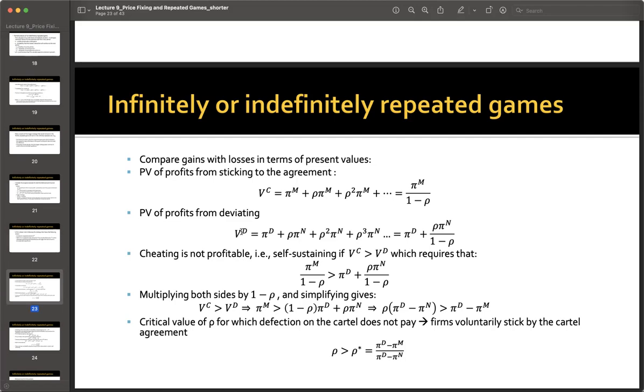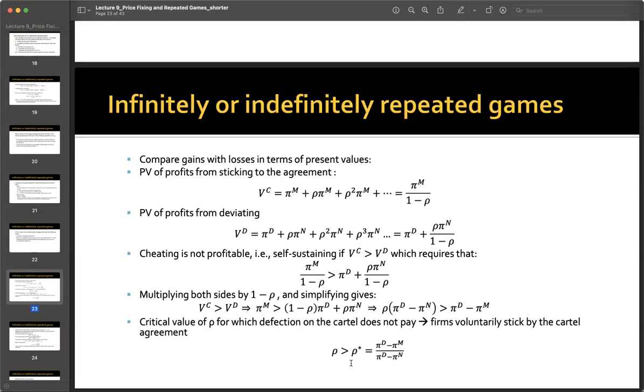Okay. So first, let's think about the logic of rho greater than rho star. Alam natin na pag tumaas si rho, that means future values will become more important than before, right? In fact, at the limit, pag si rho is equal to 1, then future values is really, really important because an infinite number of pi n's in the future will defeat one single pi m today, right?